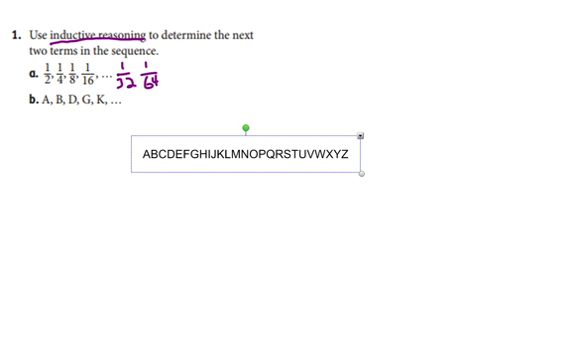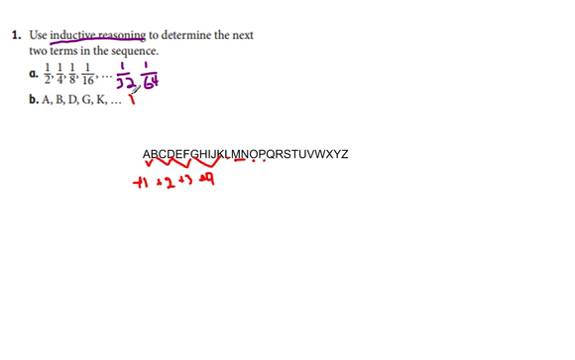So between A and B, that's plus 1 letter. From B to D is plus 2 letters. From D to G is 1, 2, 3. And from G to K is 1, 2, 3, 4. So based off of that, we can say that the next letter should be 5 away. So 1, 2, 3, 4, 5. So the next one should be P. And then 6 more after that is 1, 2, 3, 4, 5, 6, or V.